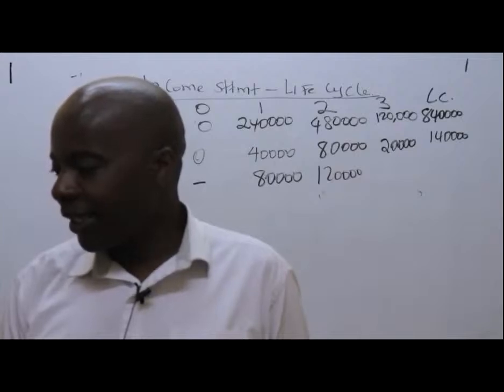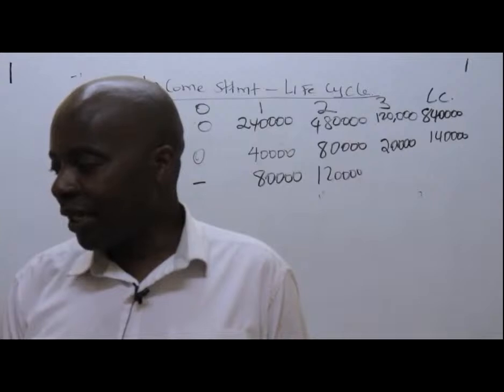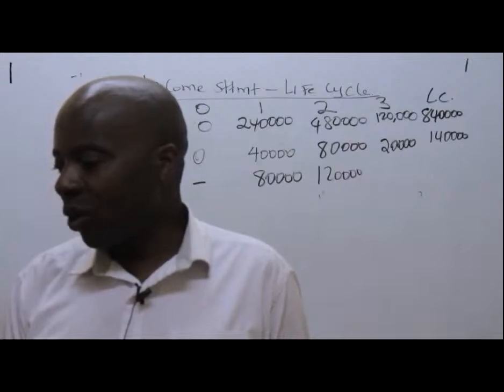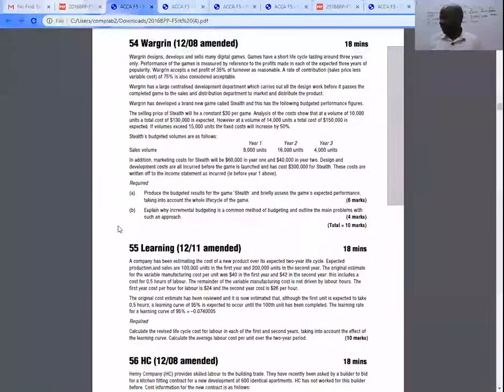Thank you very much. Okay. For the next year, of course, the units are below 15,000. You can see there are only 4,000 units. So what we need to do is to recognize 80,000 like that. Then you give me the life cycle cost. LC stands for life cycle.